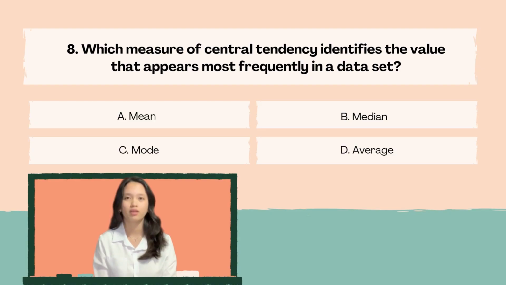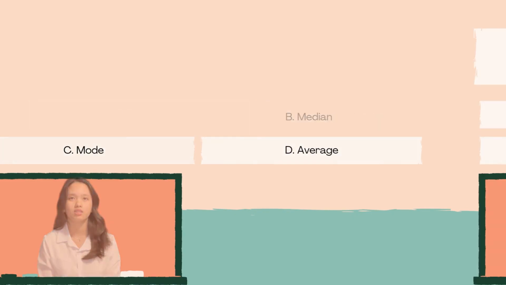For question number 8, which measure of central tendency identifies the value that appears most frequently in a data set? A. Mean, B. Median, C. Mode, D. Average. You have 15 seconds to answer.